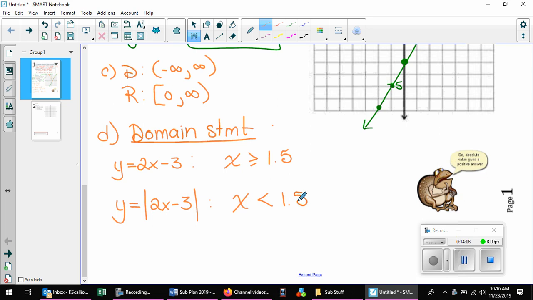Okay? Only one of these can have an equal sign. Okay? And it usually goes with the original graph. Okay? All right, that's it. That's the domain statement. Easy peasy. Are you guys okay with that?